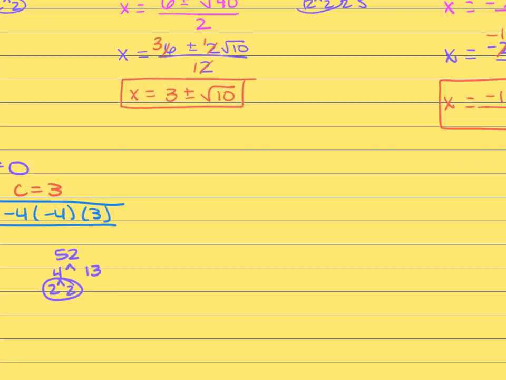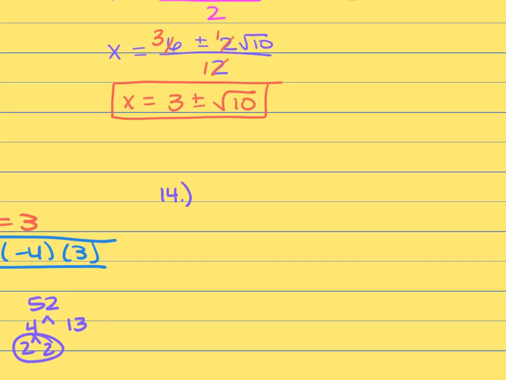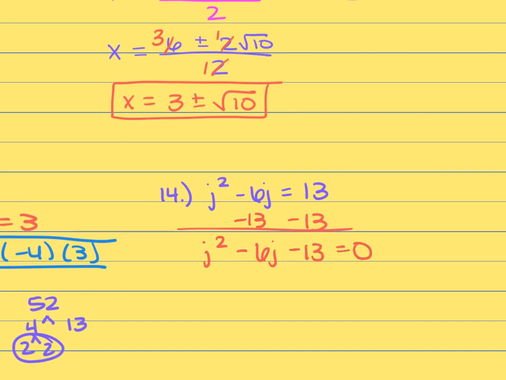For 14, we have j squared minus 6j is equal to 13. So from here, we're going to move that 13 over. We're going to subtract it from each side to get j squared minus 6j minus 13 is equal to 0. So then we're going to pick out our a, which is 1, our b, which is negative 6, and our c, which is negative 13, and then substitute these into our quadratic formula.